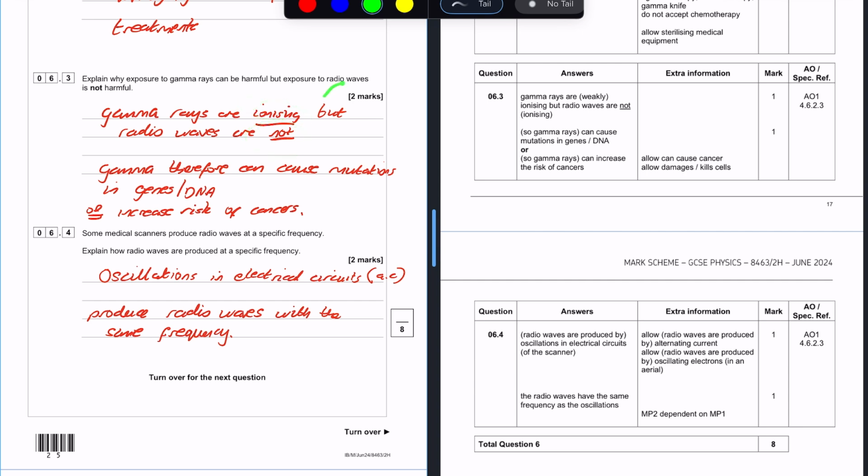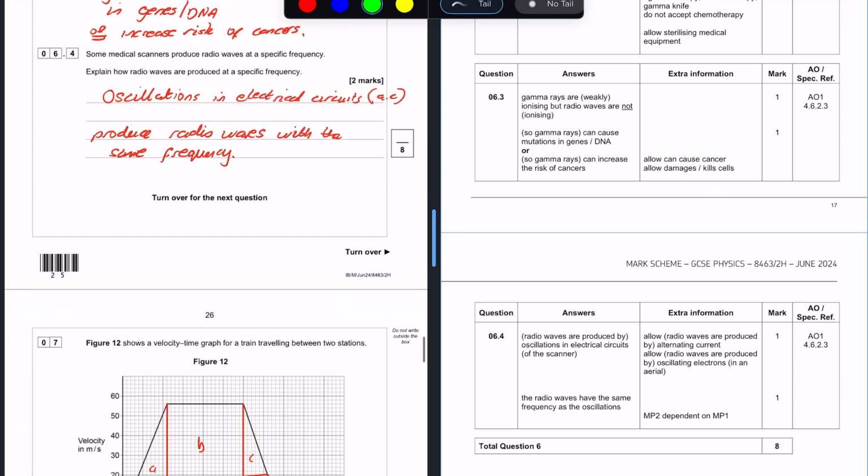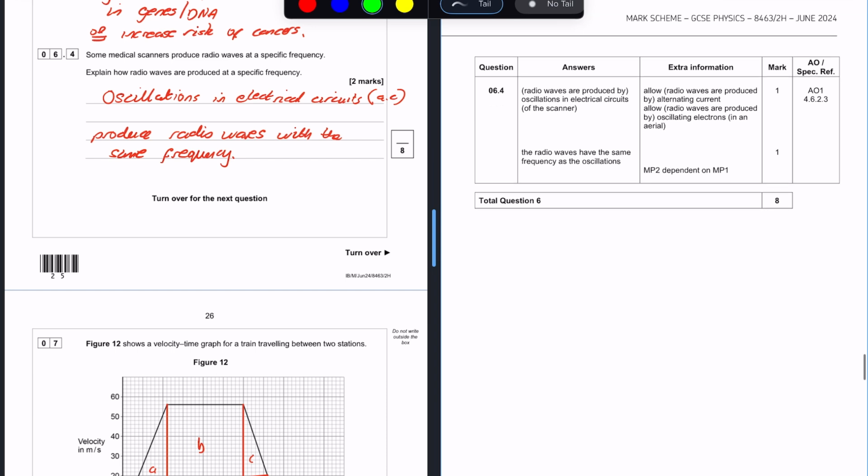So what? Because it's 2 marks. Gamma, therefore, can cause mutations in genes or DNA. So many students get muddled up with what words to say. Learn the correct words. Mutations in genes and DNA is good. Or you can just say increased risk of cancers. And if you look over at the mark scheme, you've got those things. I'll even allow can cause cancer and kills cells or damages cells. Killing cells is always acceptable as an answer. It comes up every year. It's always on the mark scheme. We always accept it as examiners.